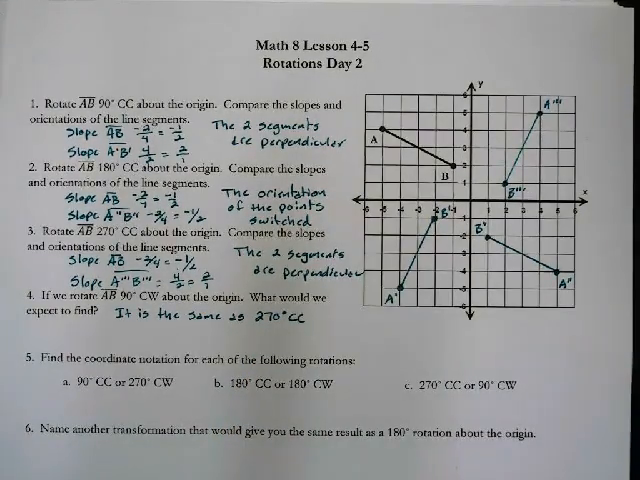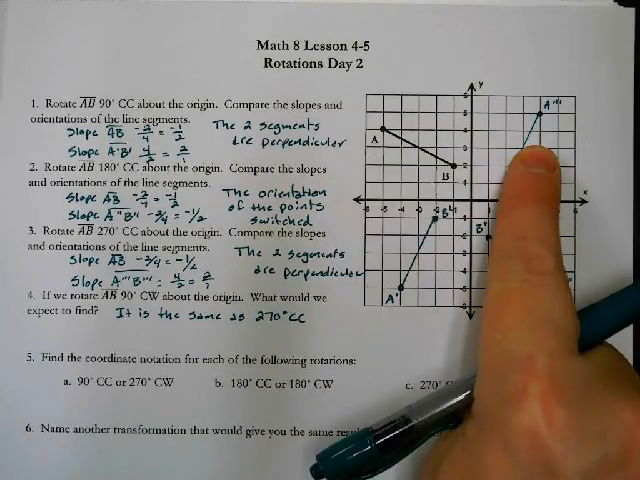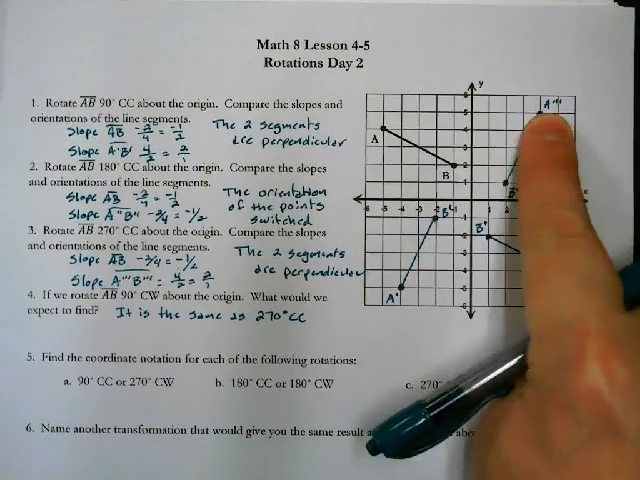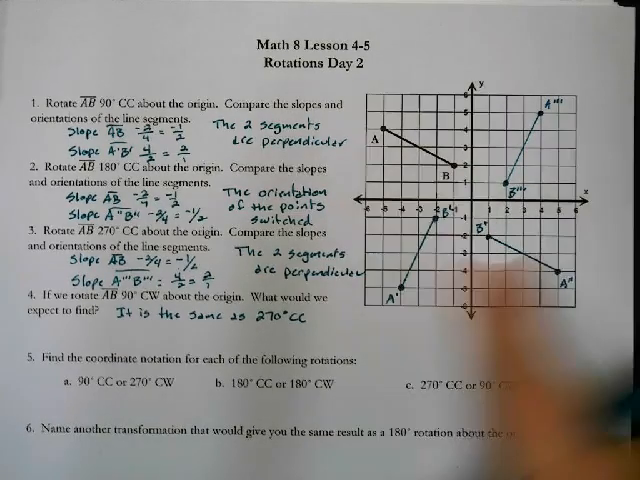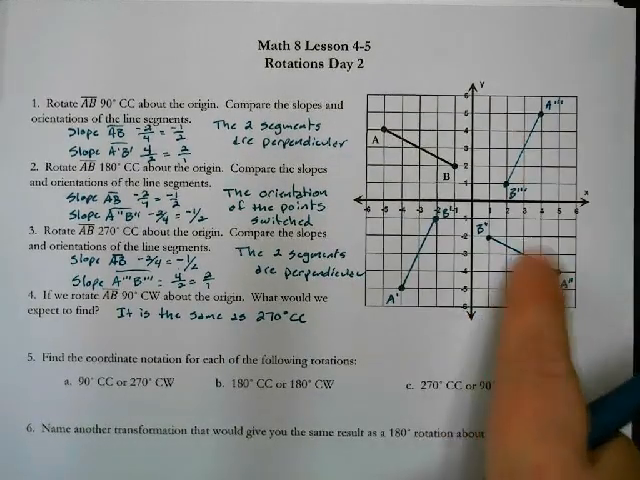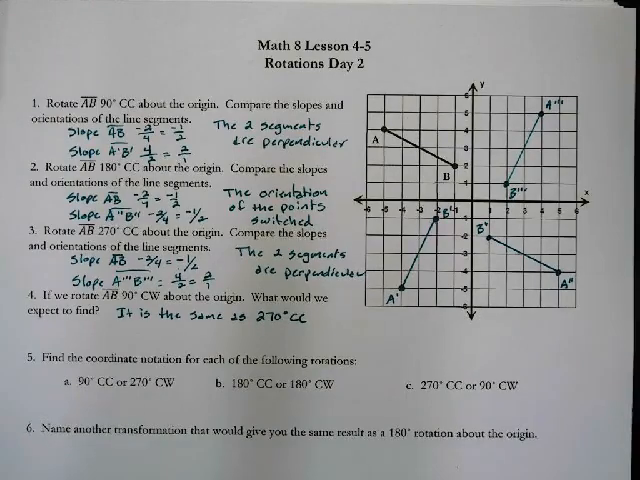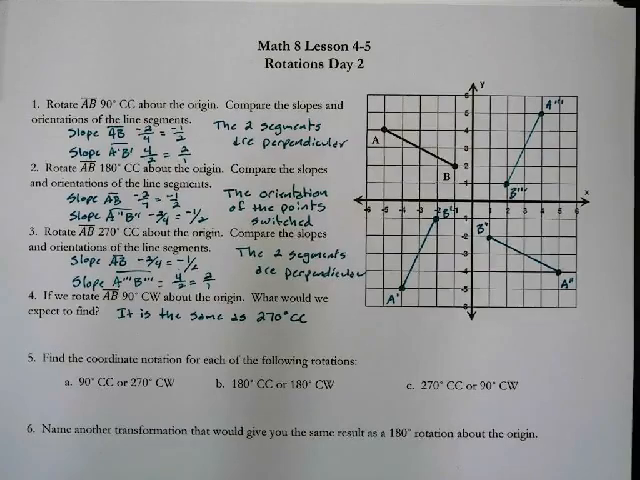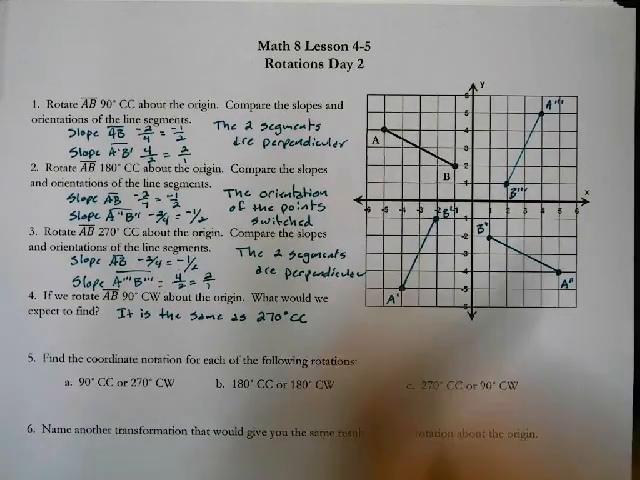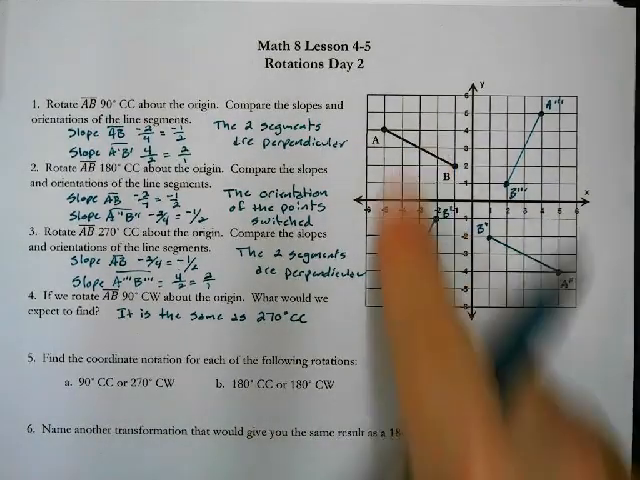So if I go 90 clockwise, it's the same as going 270 counterclockwise. And we saw in previous lessons that 180 degrees doesn't matter which direction you go, counterclockwise or clockwise, it gets you to the same point. All right, find the coordinate notation for each of the following rotations. So 90 degrees counterclockwise from here to here.